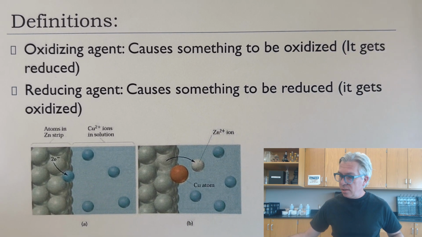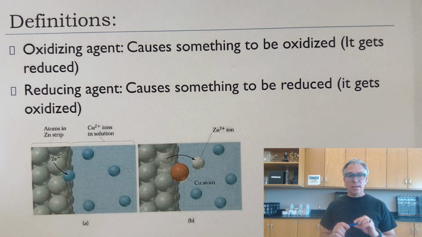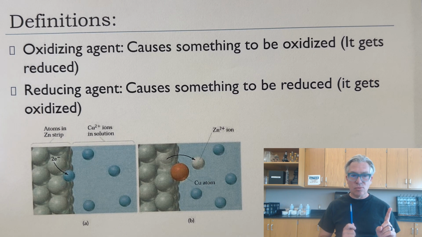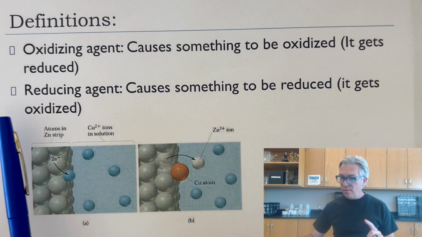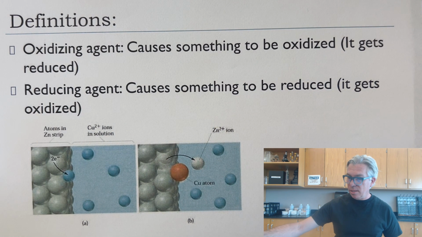Quick definitions you might see: oxidizing agent. The oxidizing agent is the thing that is reduced. So whatever is reduced is the oxidizing agent because it causes something else to be oxidized. Whatever is oxidized is the reducing agent because it causes something else to be reduced.